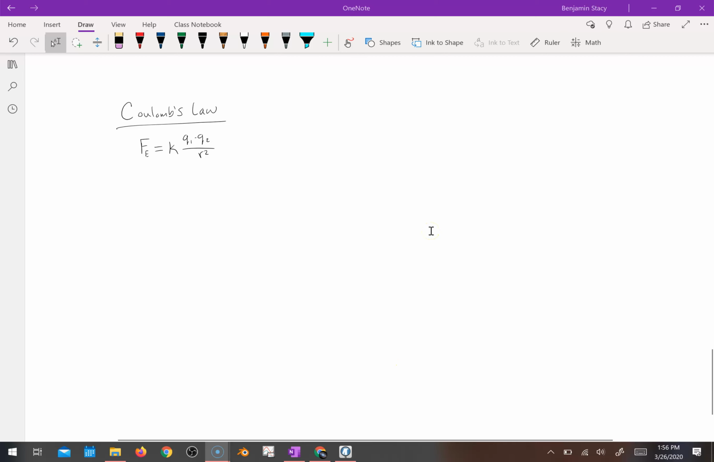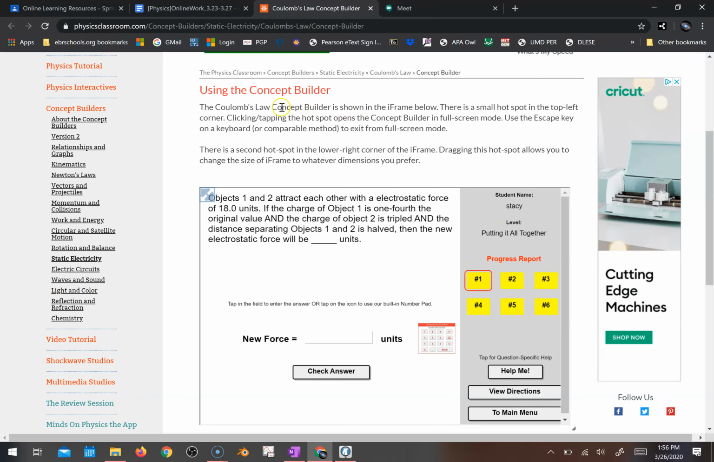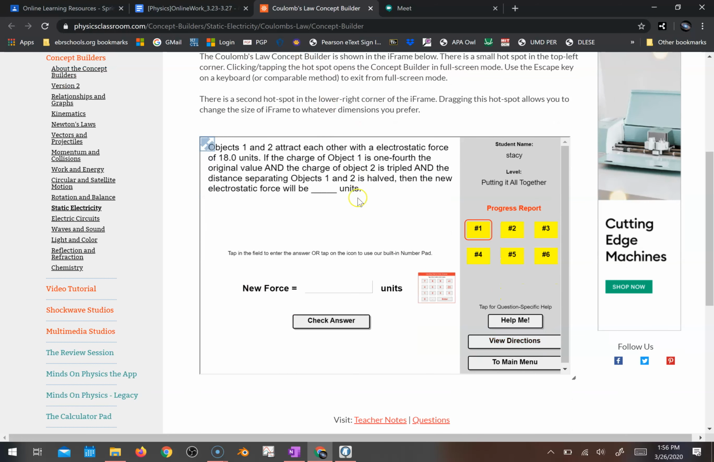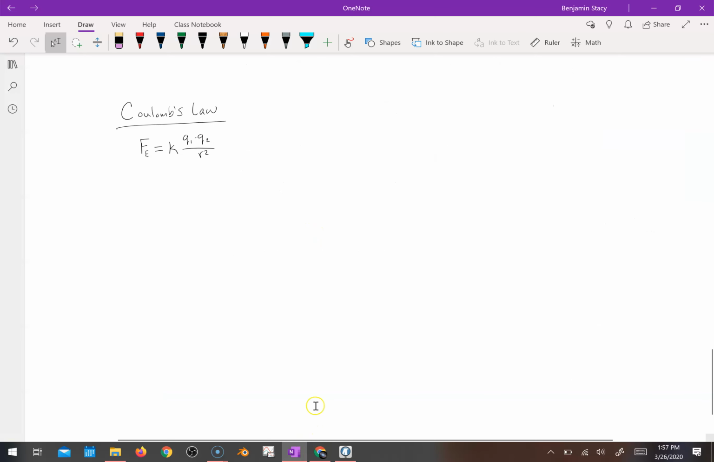Hey, in this video we're going to look at Coulomb's law through the lens of the interactive or concept builder that was posted in our materials for this week. The Coulomb's law concept builder looks like this on the level 3 one, and in this interactive we're asked to think about how changing the amount of charge or the distance between two charged objects is going to affect the overall electrostatic force. So I have my trusty Coulomb's law written down.